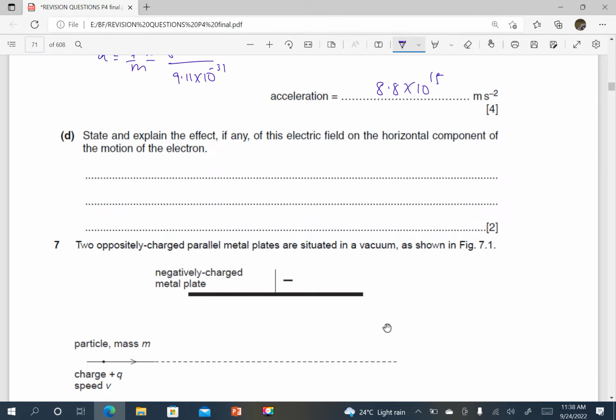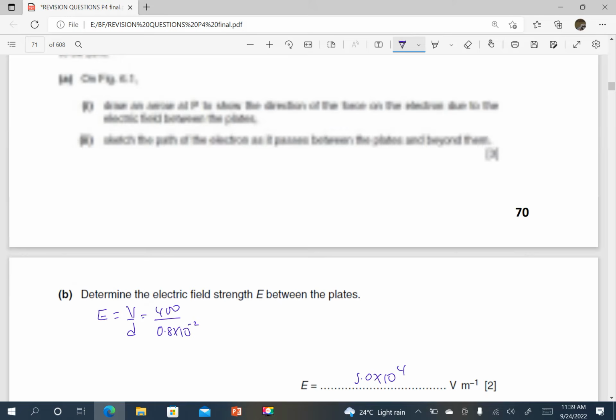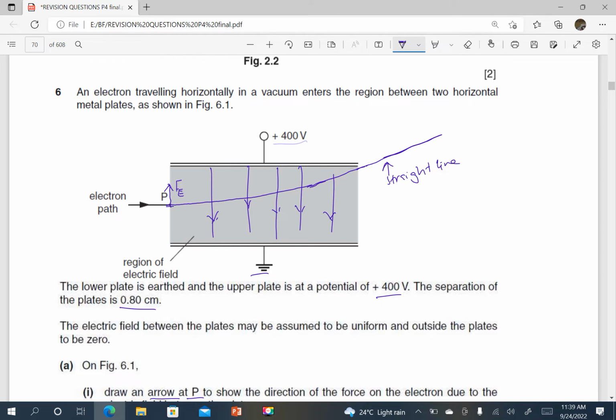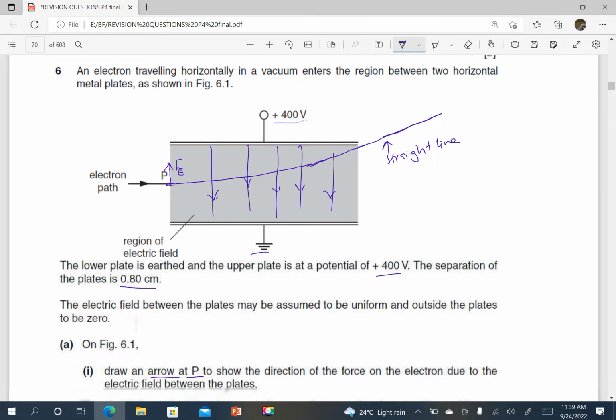State and explain the effect, if any, of this electric field on the horizontal component of the motion of the electron. So we notice that the electric field is acting vertically. By all means, since it is acting vertically, it is acting normal to the horizontal. Therefore, it will not have any effect.